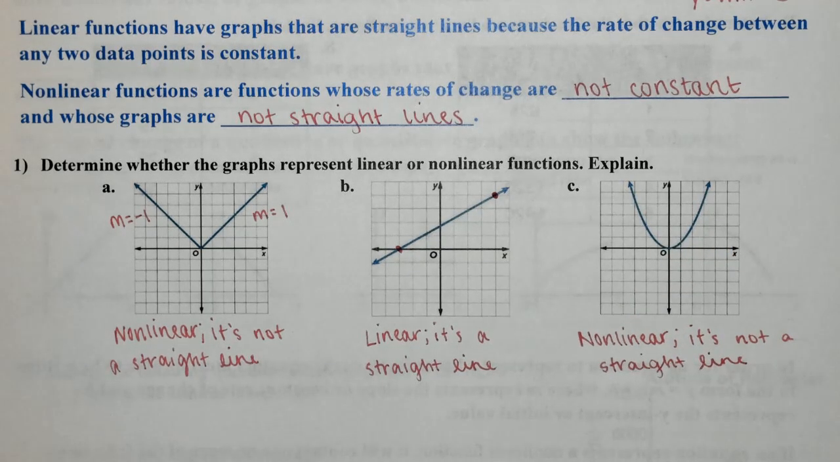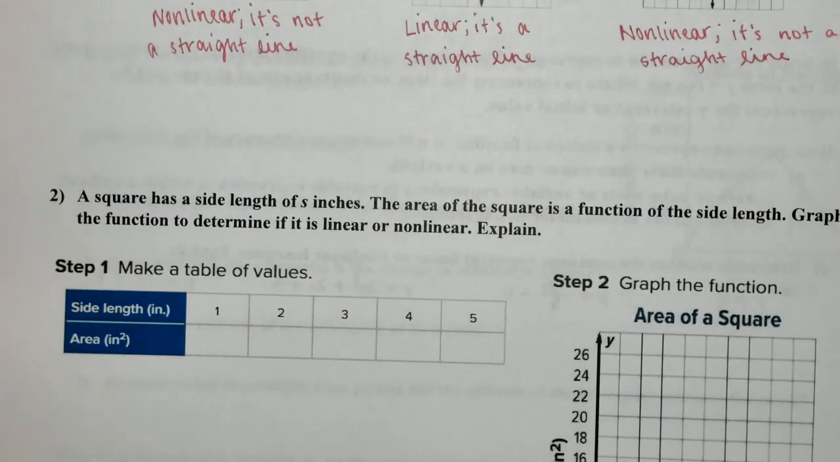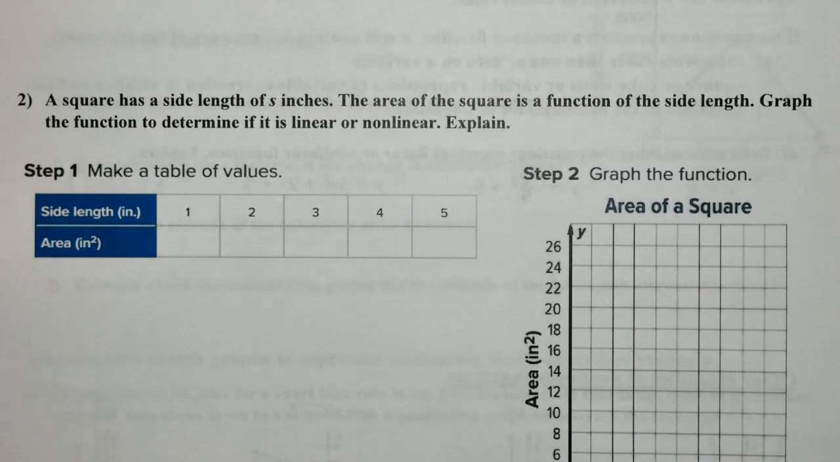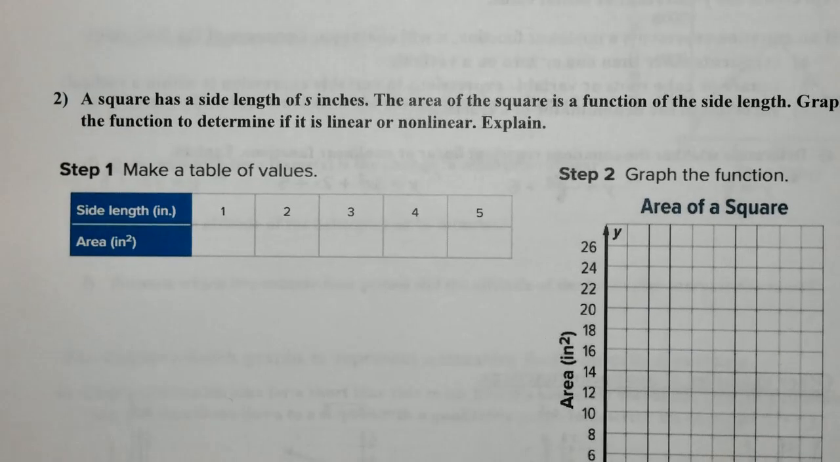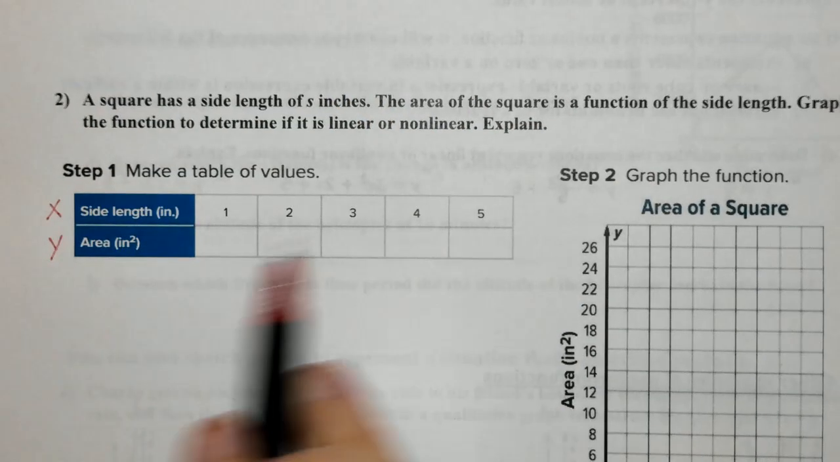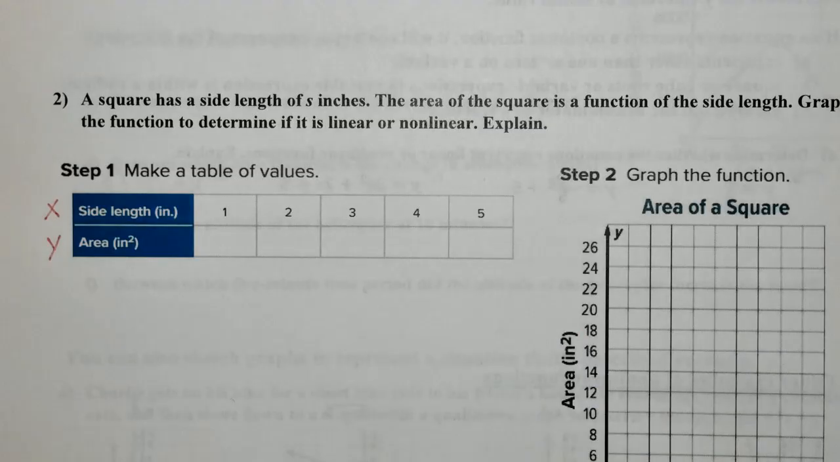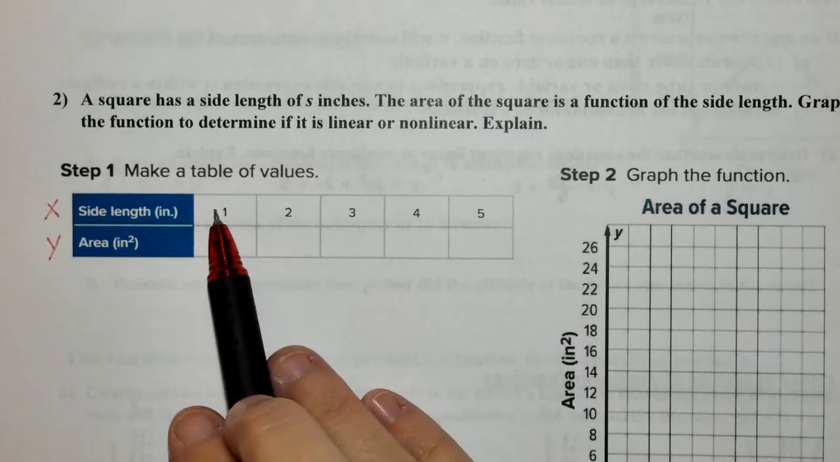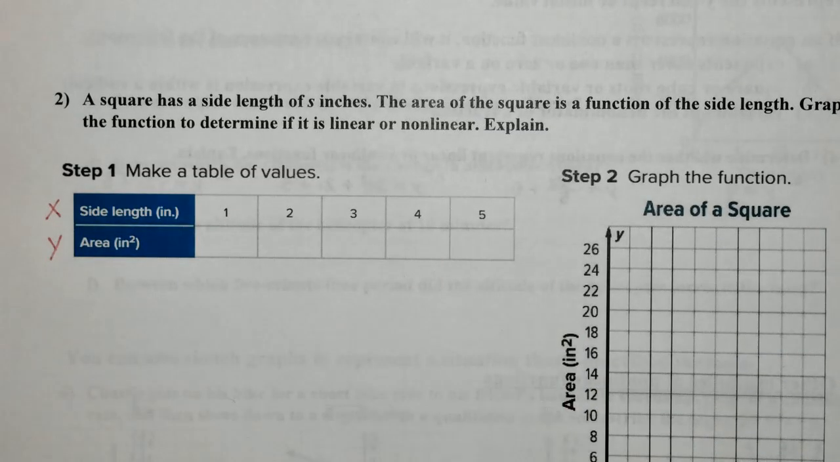All right, let's look at number 2. Says a square has a side length of s inches. The area of the square is a function of the side length. Graph the function to determine if it is linear or nonlinear and explain. So here in a horizontal table, the top is always going to be x and the bottom is always going to be y. So we're talking about squares. Given the side lengths of squares, we need to figure out what the area is. We know that the area is just side squared, or one side times its other side, or length times width. Either way, but with a square, remember all the sides are the same.